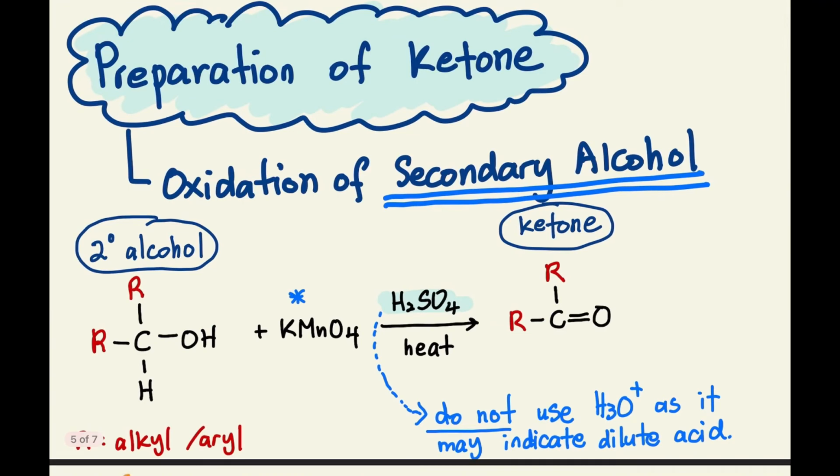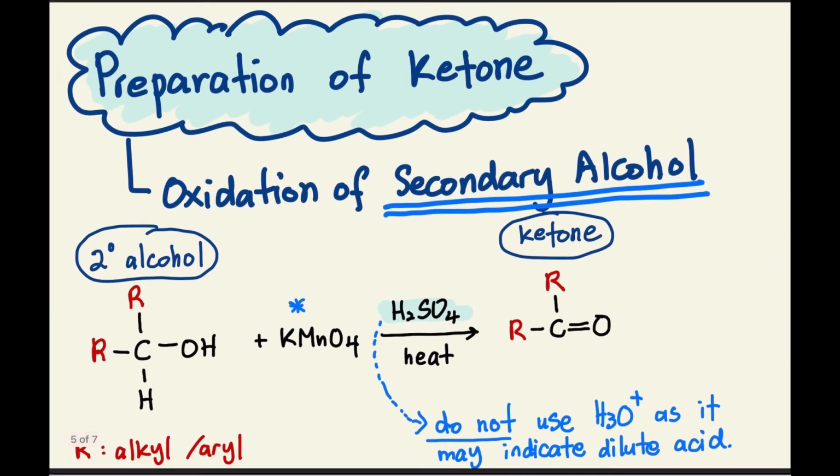Let's move on to the preparation of ketone. Use any secondary alcohol and react with any oxidizing reagent. For example, potassium permanganate, in the presence of sulfuric acid and heat, we will produce ketone. Do not use H3O+ to substitute H2SO4 here, as it might indicate dilute acid.